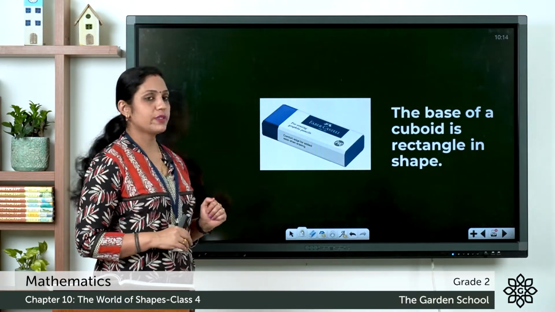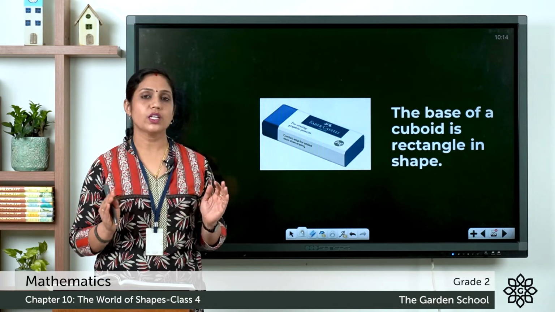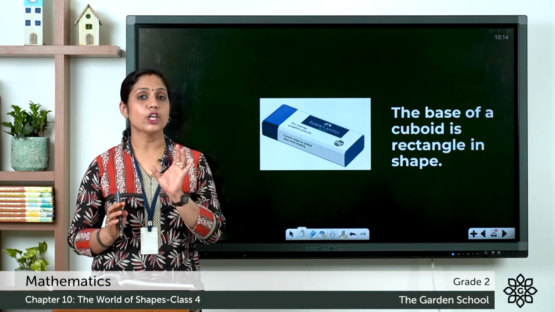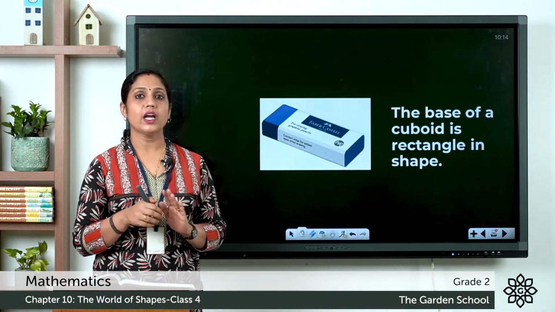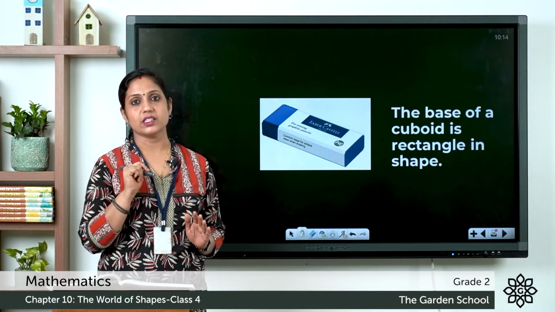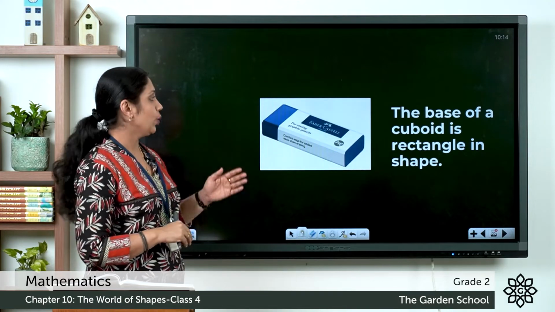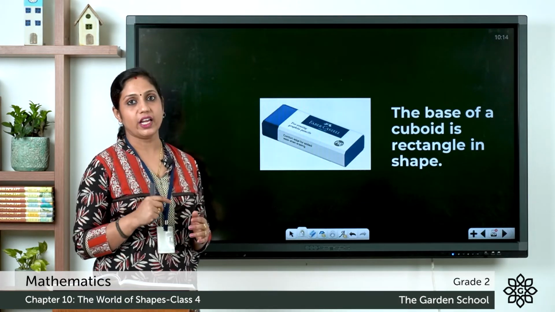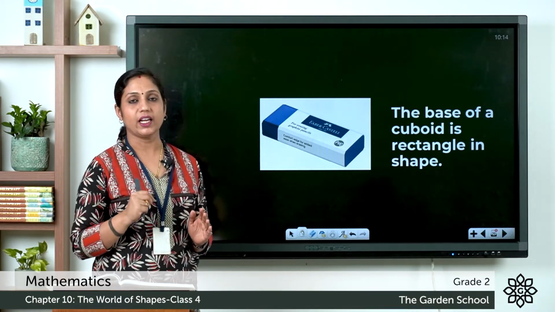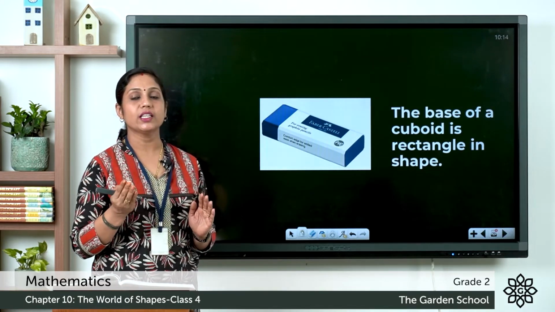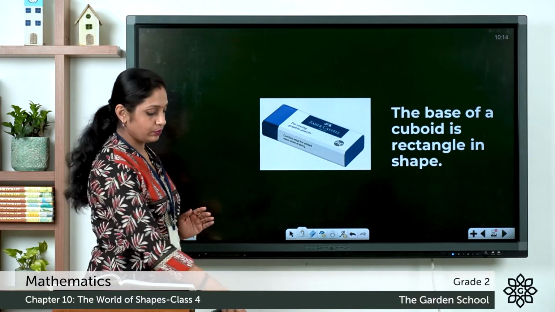Similarly, let's look at this picture. This is an eraser. So what is the shape of an eraser? It is cuboid in shape. Now take an eraser, place it on a paper and try to draw the base of an eraser. What shape will you get? You will be getting the shape of a rectangle. So from cuboid, you will be getting the shape of a rectangle. So from solid shape, you are getting the base of a flat shape.